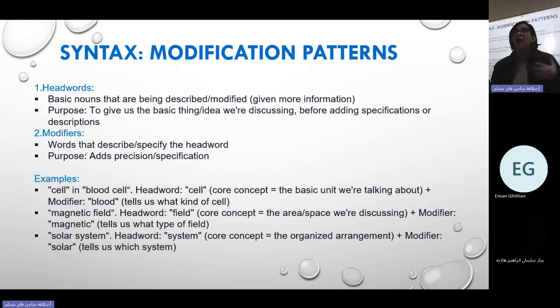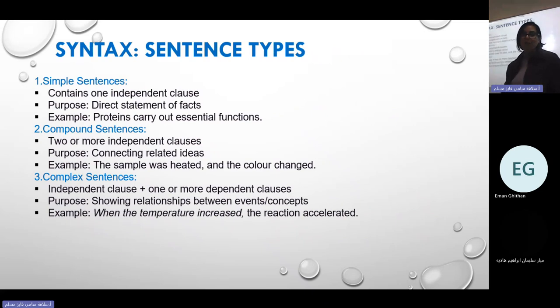If I ask you next time, what is a modifier? What are they? Either a noun or a verb. Okay? Good job.